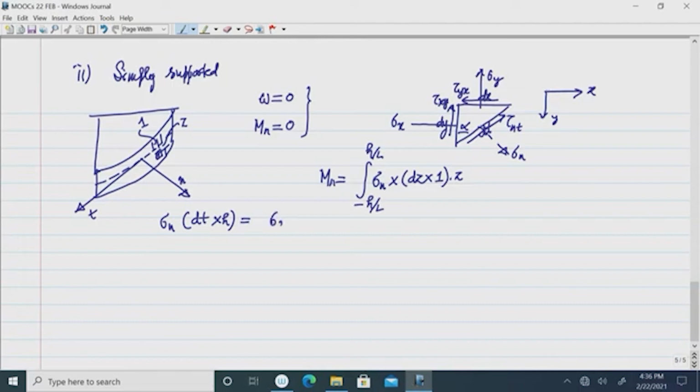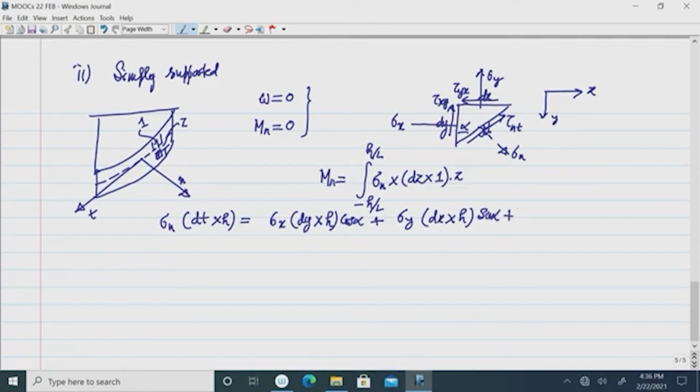So, I can write sigma x dy into thickness h, and after resolving it in the normal direction, it will have the term cos alpha. Similarly, sigma y dx into h, and if I resolve it to the normal direction, it will have sin alpha.